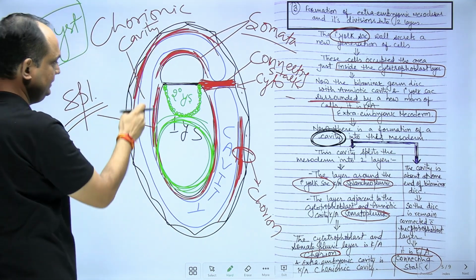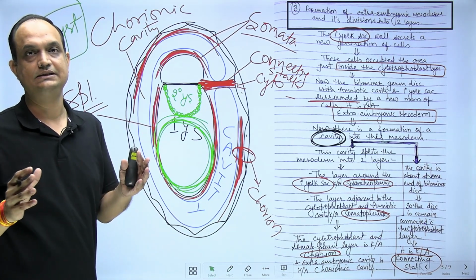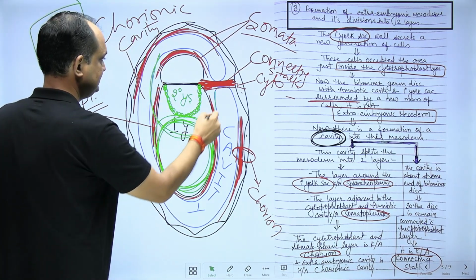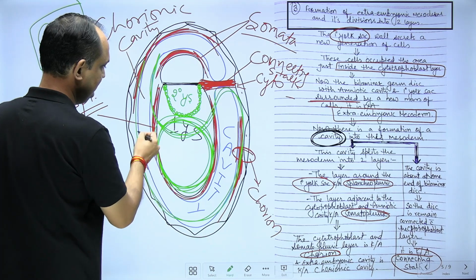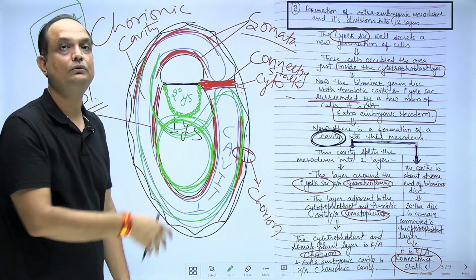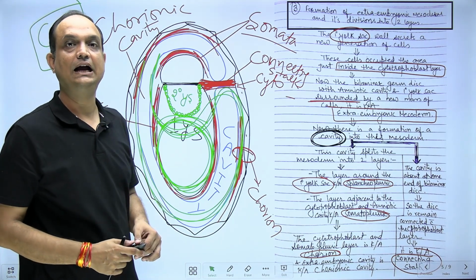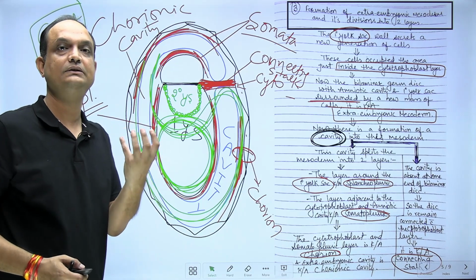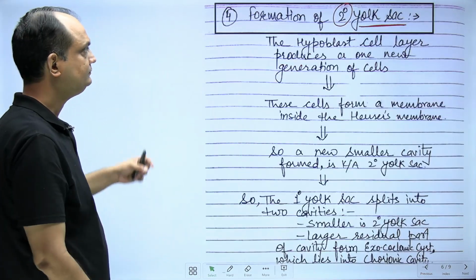And this cavity which is now known as chorionic cavity will enlarge in size. And when this cavity will enlarge, it will become like this. This cavity will enlarge in such a way, and once this cavity will enlarge, what will happen? This cyst will float into the chorionic cavity. So sometimes you have this question that where will you find the exocoelomic cyst? So exocoelomic cyst will float into the chorionic cavity.